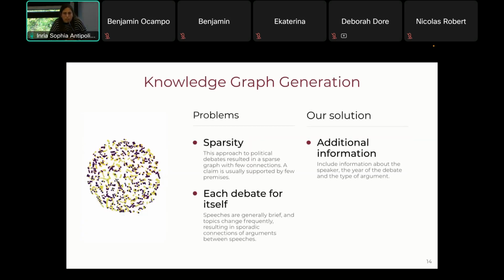First of all, when generating a knowledge graph, we had some problems. The first was sparsity, because when politicians make their speeches, their claims are usually supported by only a few premises. Also, topics in a debate change frequently, and therefore there are sporadic connections from topic to topic, and this led to a sparse graph. Our solution to this problem was to incorporate additional information, such as the speaker, the year of the debate, and the type of argument. We incorporated this additional information in the form of triples, and we made a custom relation to incorporate this additional information.